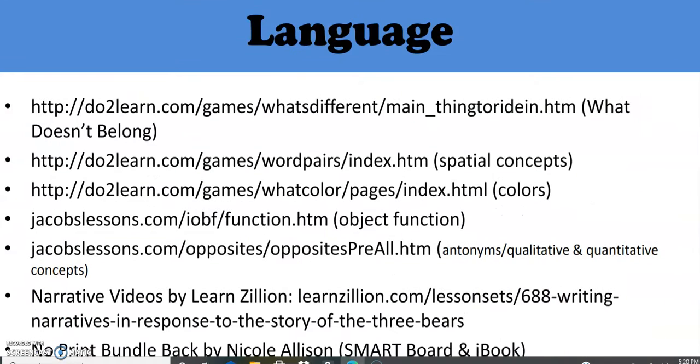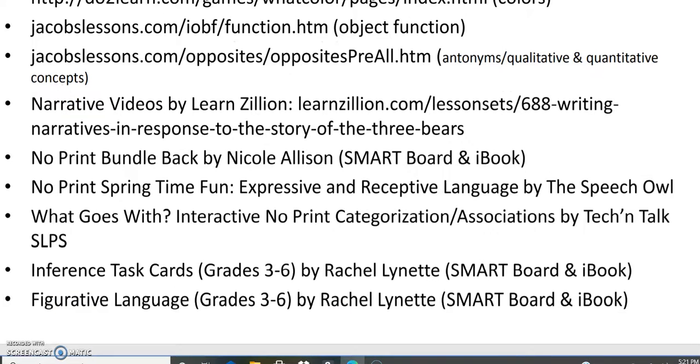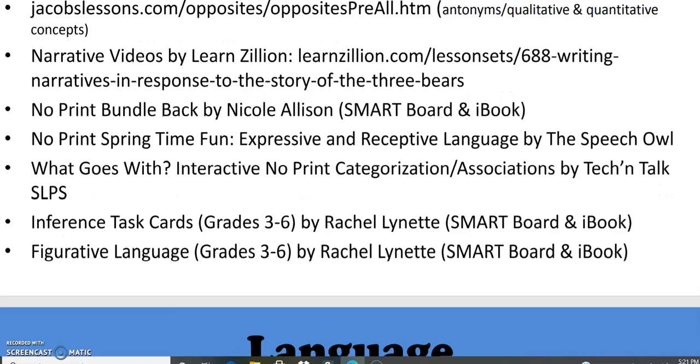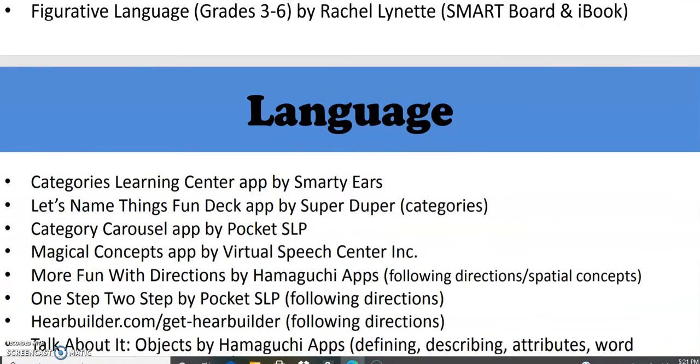And then I've also listed a whole bunch of links here. So basically, from the other interactive websites that I recommended, these are just specific links that you can go to work on spatial concepts, colors, object function, things like that, associations, categories, inferences, figurative language. I kind of just list some specific activities there that you can work on.